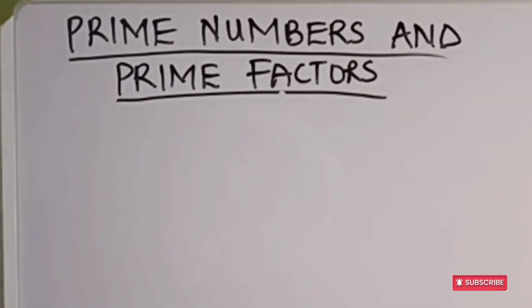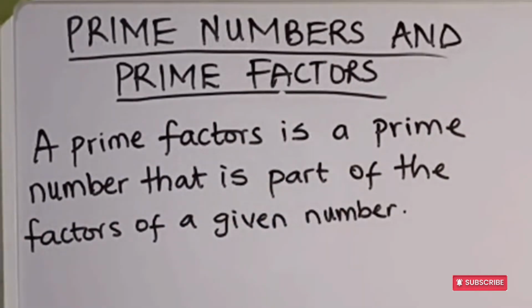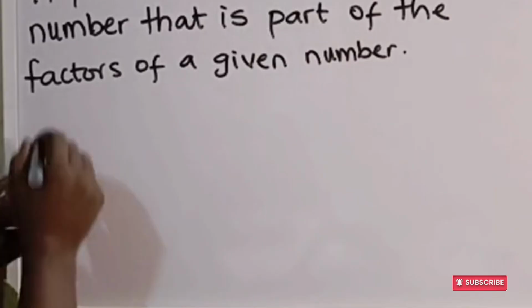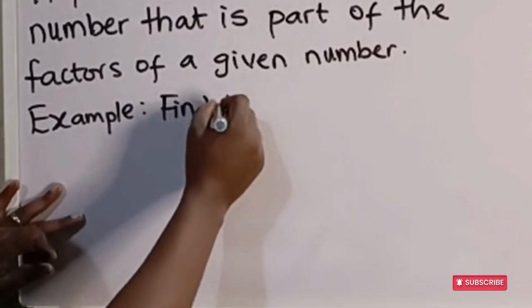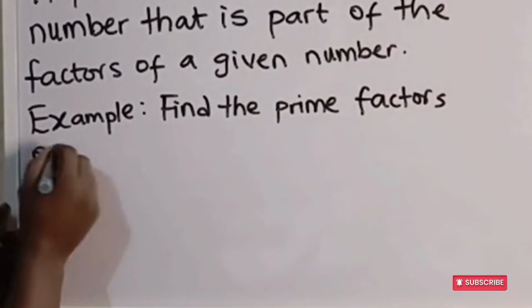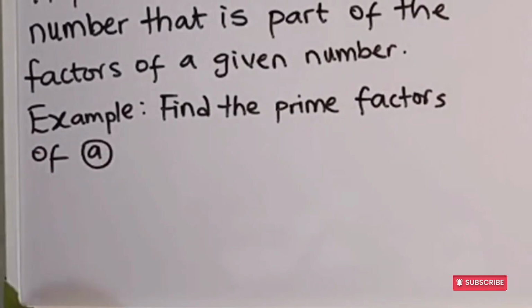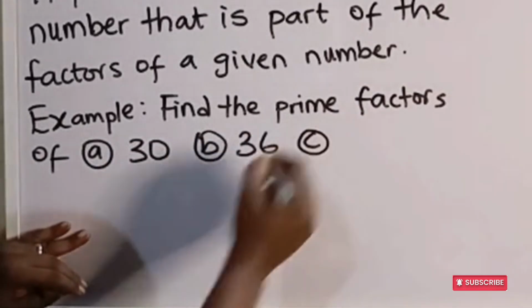A prime factor is a prime number that is part of the factors of a given number. Let's see an example. Let's find the prime factors of A, 30, B, 36, and C, 40.